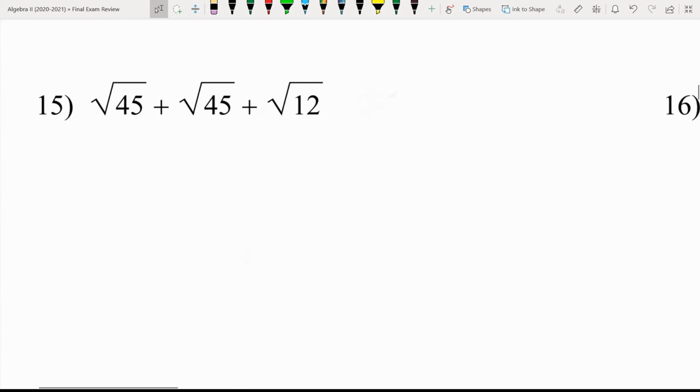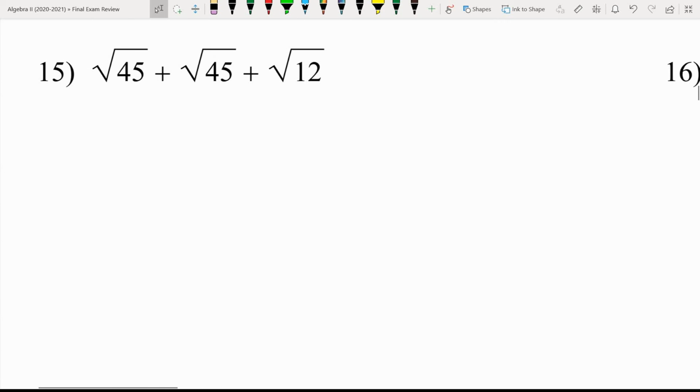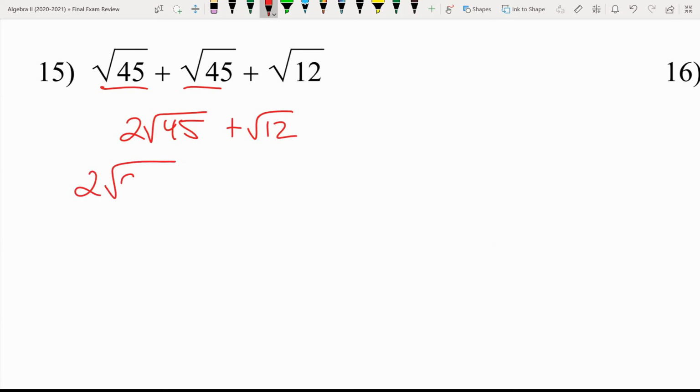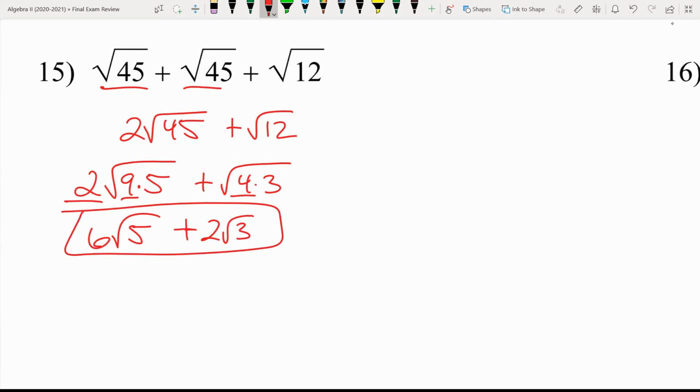All right, this one down here has two approaches we could take. I'm just going to notice right off the bat that these are the same: square root of 45 plus square root of 45, that could be 2 square roots of 45 plus the square root of 12. Now let's look at how we can simplify square root of 45 and square root of 12. Perfect squares that are factors: 9 times 5 is 45, and 4 times 3 is 12, so those are perfect squares that I can pop out. Square root of 9 is 3, multiplied by the 2 gets 6 square root of 5, and square root of 4 is 2, so that's 2 square root of 3. That's as far as you can go with that one.